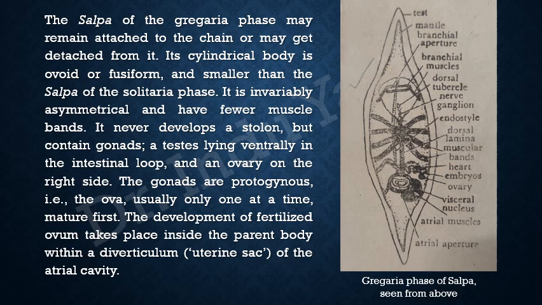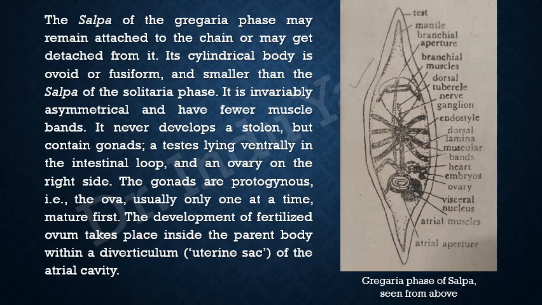Now, the stolon which gives rise to new individuals is a part of the asexual phase of the salpa. And when it gives rise to new individuals by budding, these individuals are the gregaria phase of salpa. This means these individuals do not have a stolon; they have the sexual organs which interact to form the new individuals. So it is the sexual phase of salpa.